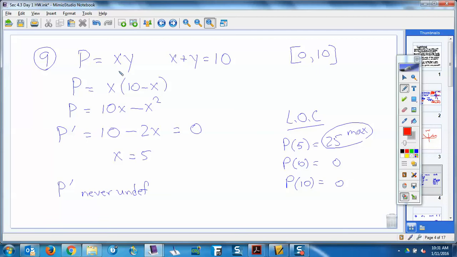So I call it P for product. We solve this one for y, we substitute in, we get this, we do the derivative, set equal to 0. It's never undefined. 5 is the thing. I can do a list of candidates, and so 5 and 5. 5 and 5 was going to give me the largest product. So that's that whole square idea. It's a lot like number 22.